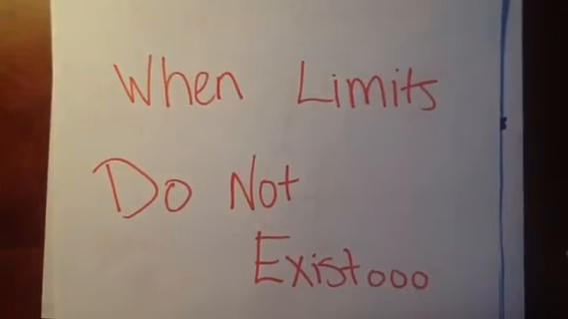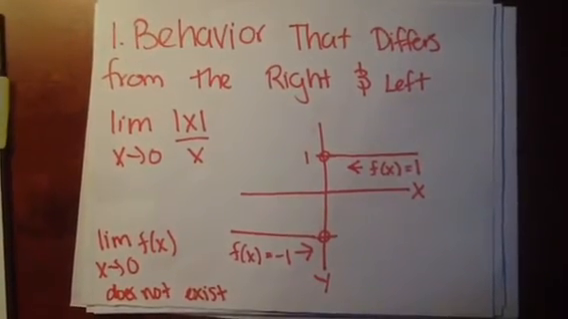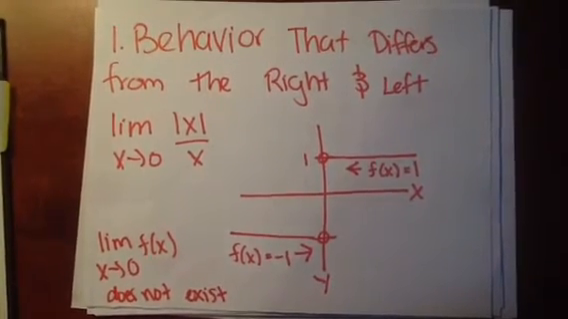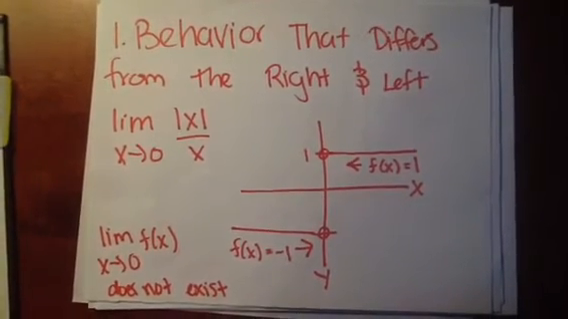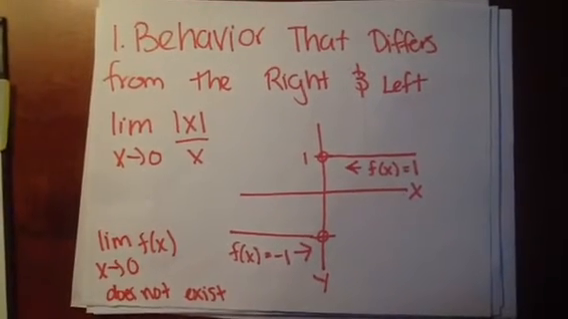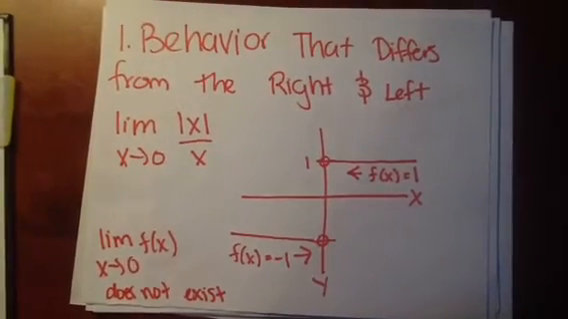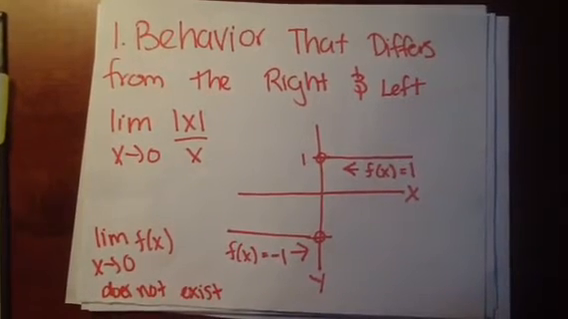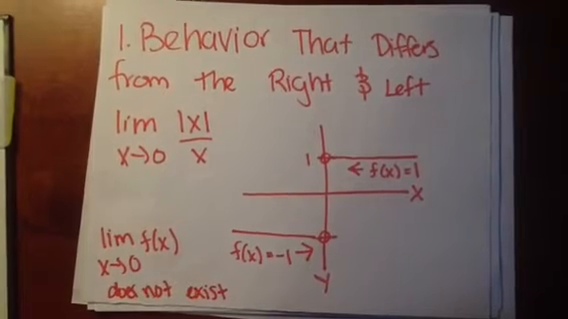When limits do not exist. The first example of a limit that fails to exist is behavior that differs from the right and left. The first example is the limit as x approaches 0 of the absolute value of x over x. Looking at the graph of this function, you can see that for positive x values, this yields 1, which is greater than 0, and negative x values yield negative 1, which is less than 0.